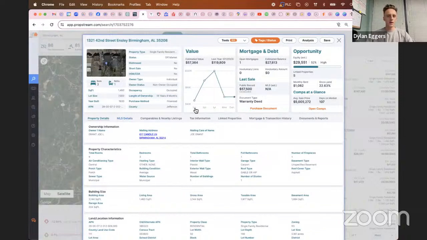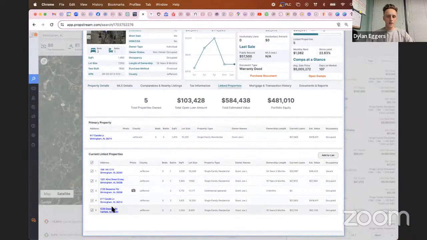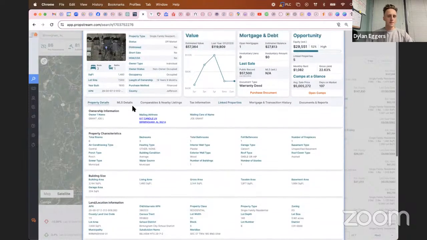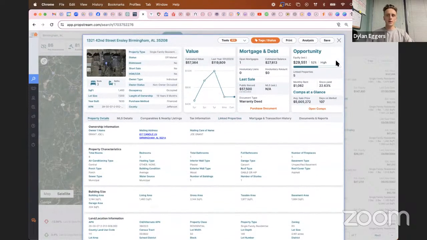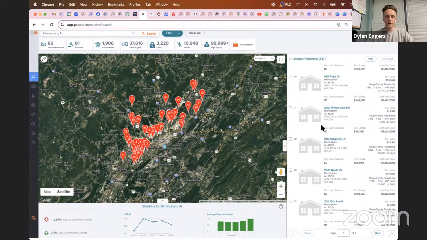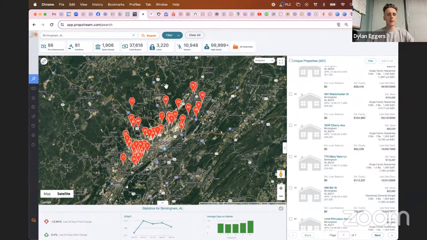So this guy's owned this for 19 years. He owns 5 more properties, all in the Birmingham, Alabama area. One of them he just bought 3 months ago. But yeah, he's owned these for a long time. If I skip trace this guy, he's probably on the older side. He's probably in his 50s, 60s, right? So he's looking to retire soon. He might not like being a landlord much longer. But these are 347 leads in just Birmingham, right?